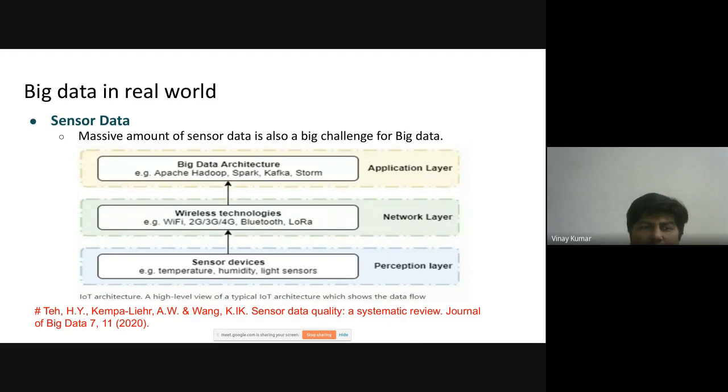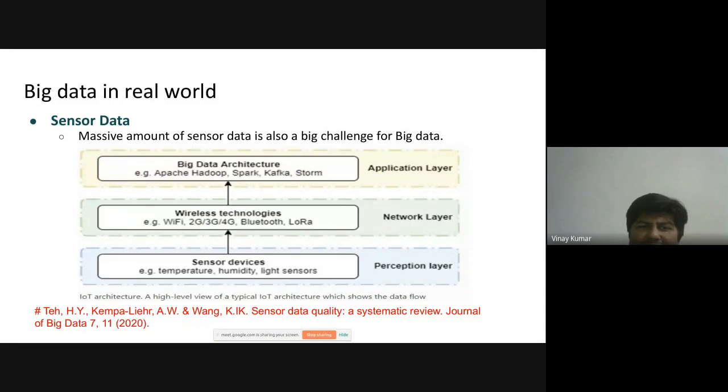So we have various types of tools, such as Splunk, VMware, and virtual infrastructure, which can be used for the data visualization. So now we have sensor data.